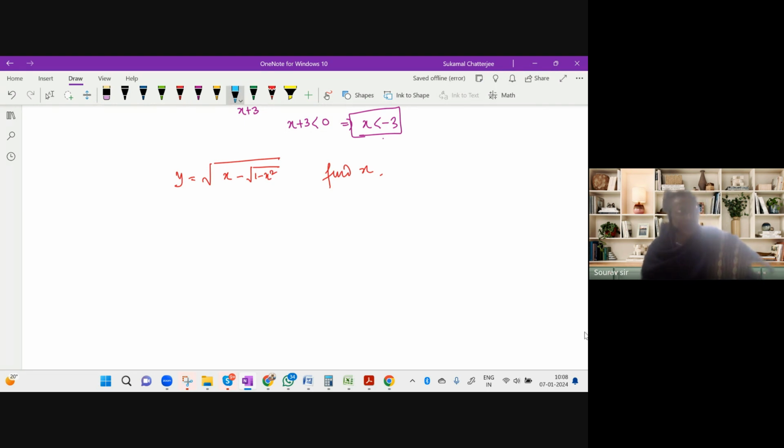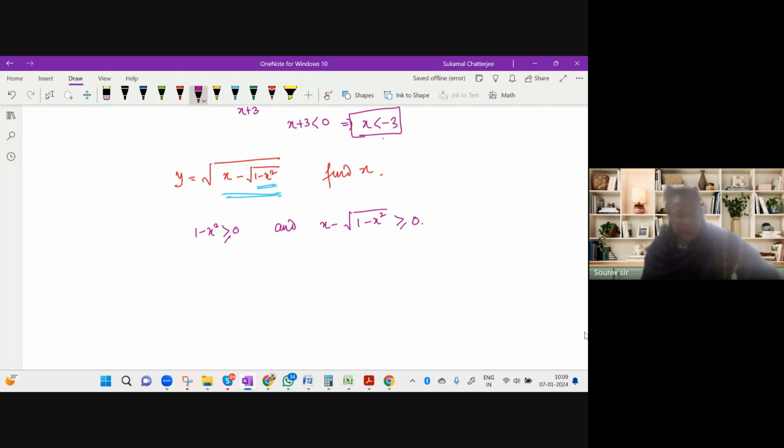This I told you in the last class when I was doing domain. Whenever you have a radical sign, whatever is inside the radical sign has to be greater than or equal to 0. So I have one here and another here. Both these quantities have to be greater than or equal to 0. So I have 1 minus x square greater than or equal to 0, and x minus root over 1 minus x square greater than or equal to 0. Now both have to be satisfied. I have to satisfy both the inequalities.